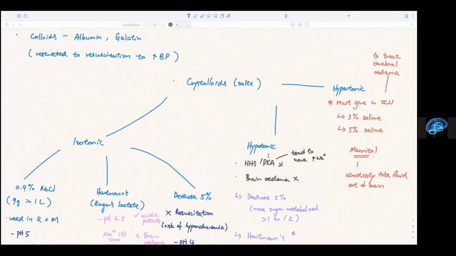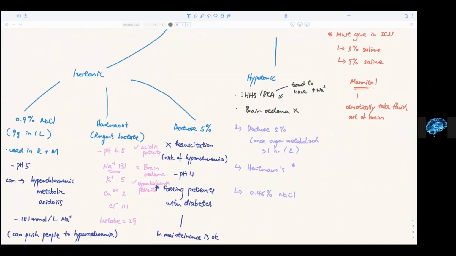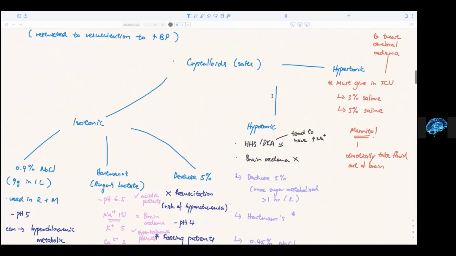So other crystalloids, hypotonic and hypertonic. Hypotonic solutions are sometimes used in hyperglycemic hyperosmolar states, used in DKA as well, but not in brain edema. Because in brain edema, you want to give hypertonic solution to bring that edema down, basically. That's the reason behind it. So usually HHS and DKA is the situation where you see hypotonic crystalloids used.